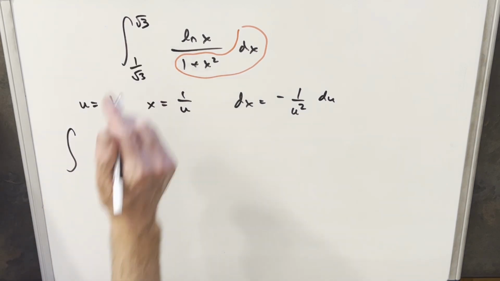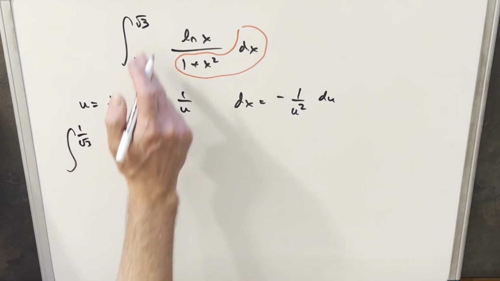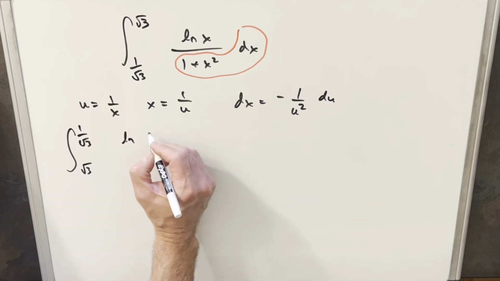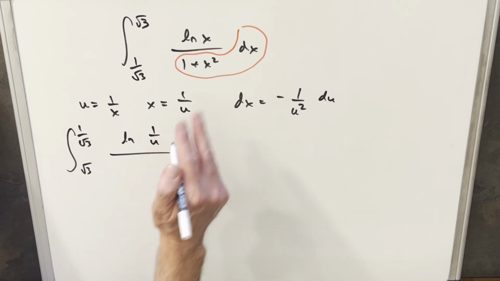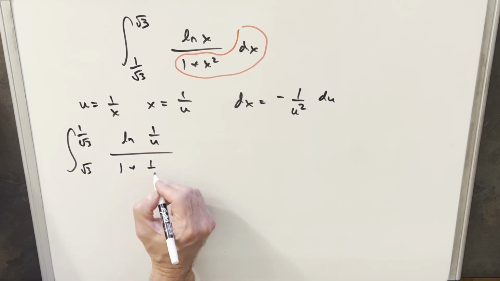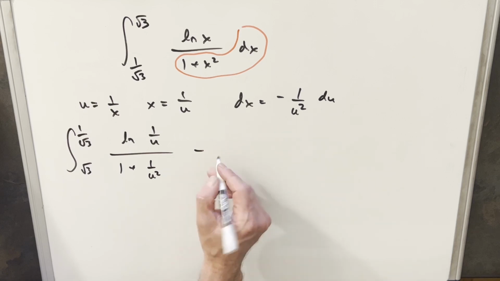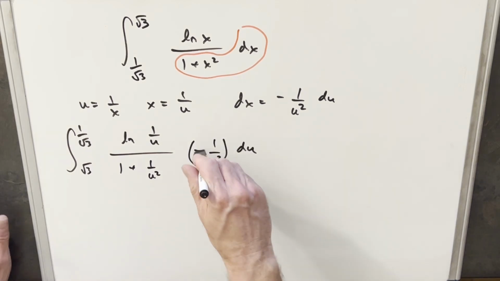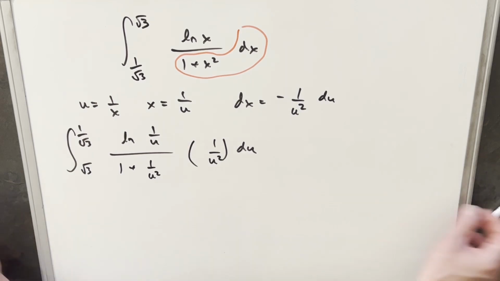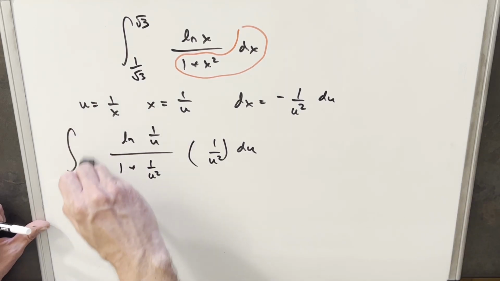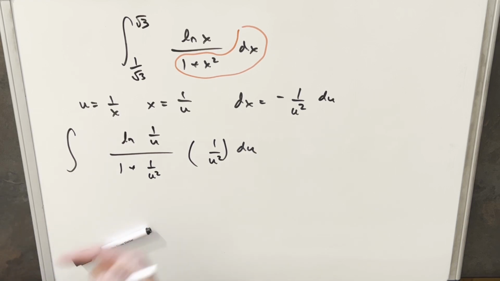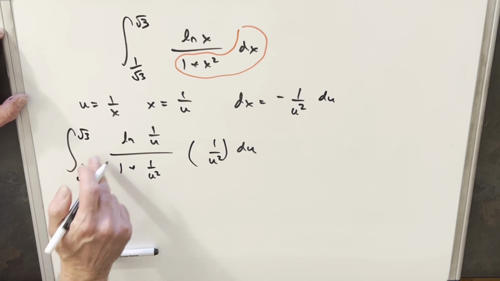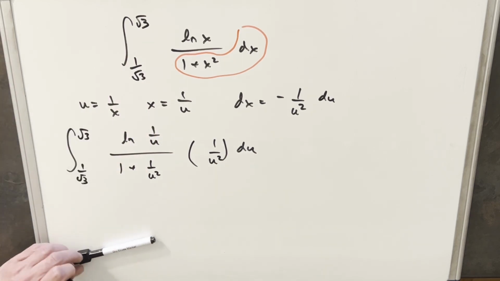So we'll make the substitution, and it's going to just flip the bounds, because now we've got 1 over square root of 3 here, and we have square root of 3 here. Natural log 1 over u. Then our denominator is going to become 1 plus 1 over u squared. We'll have this dx value, minus 1 over u squared. Well, I can take this minus sign, bring it out front, and I can use this to flip my bounds right here. So we'll just swap them, and now we're back to having square root of 3 there. So now my bounds look like our original integral.